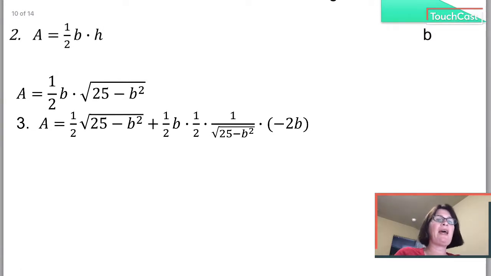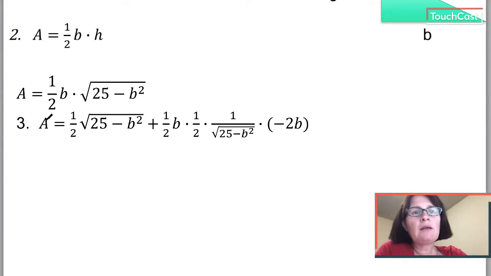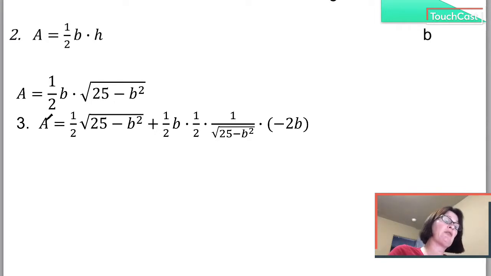So there you go. Instead of 1/2 base times height, I have 1/2 base times the square root of 25 minus b squared. Well, step 3, I did that same thing on the last slide. If I want to maximize A, I'm going to need to find critical points for A, which means I'm going to need to find A prime. So I've found A prime. I use the product rule.